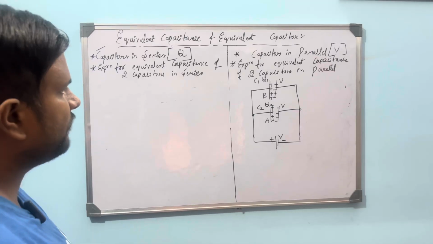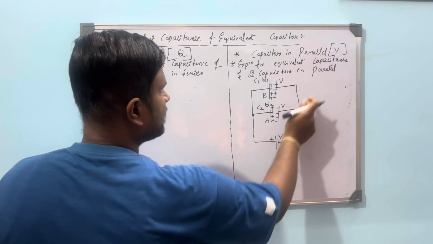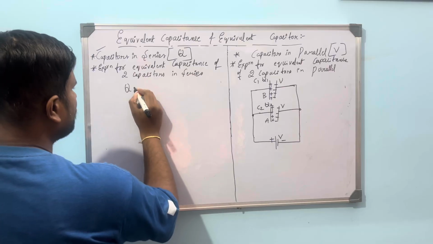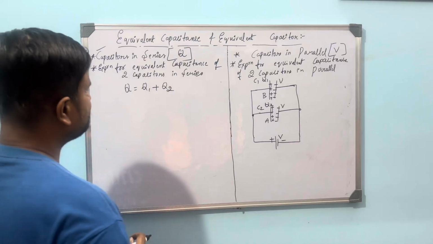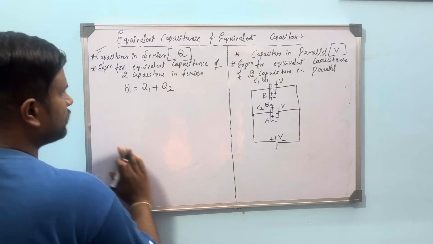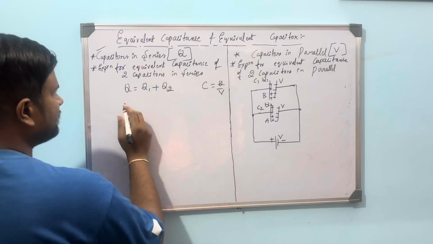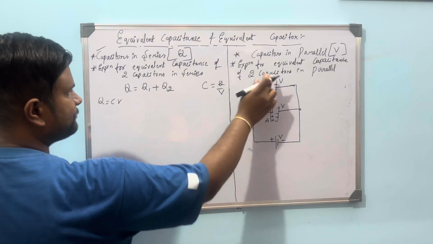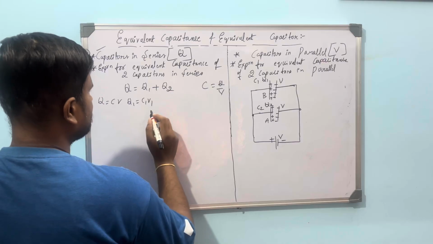Previously I told you the capacitors are said to be in parallel if they are connected across common points such that the potential remains the same and the total charge stored in the combination is equal to the sum of the charges of each capacitor. So Q is equal to Q1 plus Q2. Now I need to calculate Q. I know the formula, C is equal to Q divided by V, so Q becomes CV. For capacitor 1, Q1 becomes C1 V.